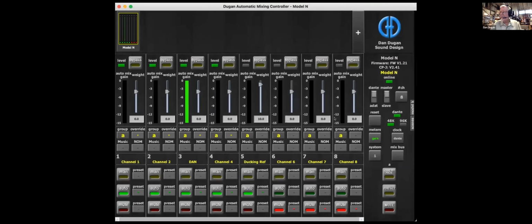So next we should demonstrate this. And to do this, I'm going to share screen here. Well, actually, I'm going to go to a different application. Okay, there we go. So here we have the remote control panel of a Dugan automatic mixer.